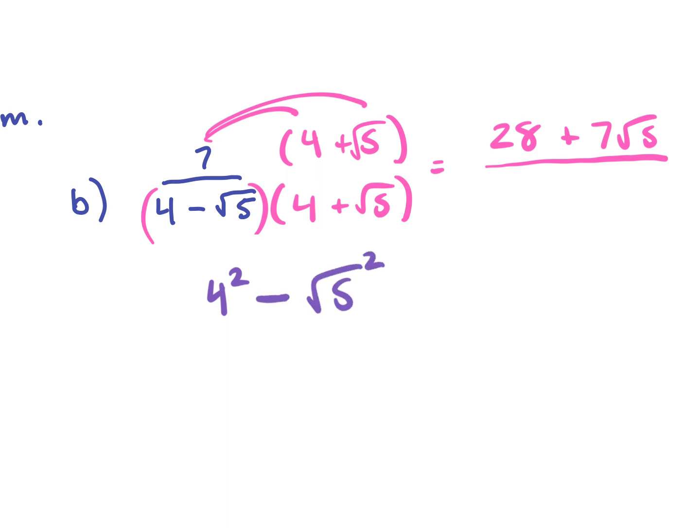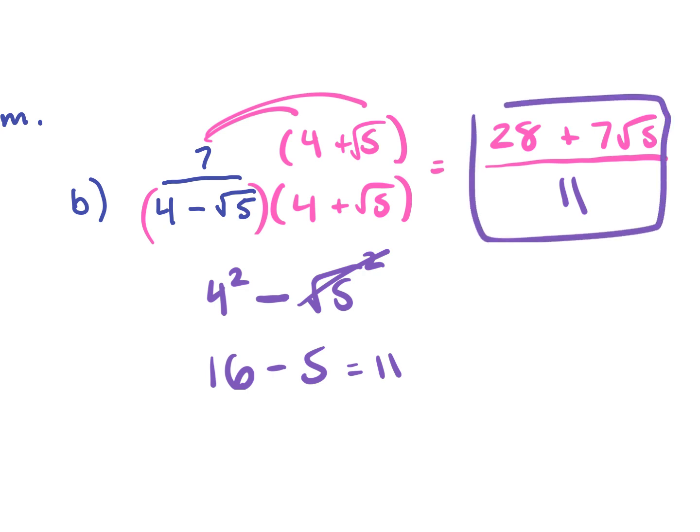So because these are conjugates, we can do the shortcut. 4 squared is 16 minus, what's the square root of 5 squared? 5. And 16 minus 5? 11. So that would be our answer.